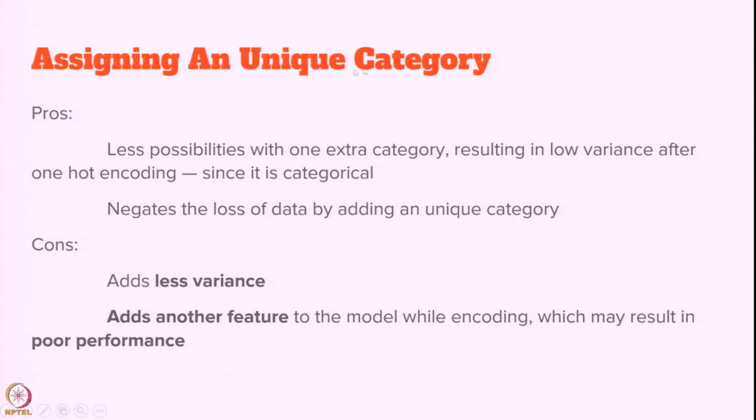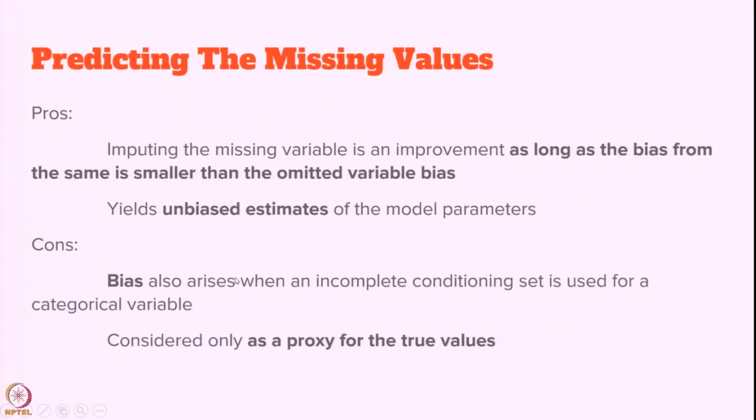I told you the example of one hot encoding, where it adds one more column. When we discuss that part, I will discuss this again in detail. And what are the merits? Less possibilities with one extra category, resulting in low variance after one hot encoding since it is a categorical one. It negates the loss of data by adding a unique category. For each case, we will try to understand with an example when we clearly learn the classification, multimodal analytics and affective computing videos, where I will take the same techniques and tell you in detail what these merits and demerits mean. Now the next one is predicting the missing value.